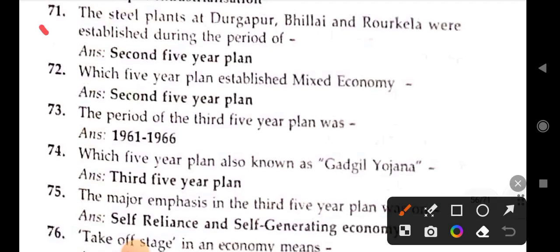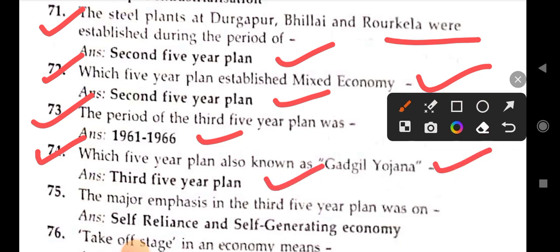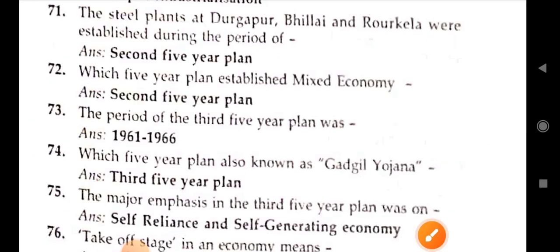Next, the steel plants at Durgapur, Bhilai and Rourkela were established during the period of the second 5-year plan. Which 5-year plan established a mixed economy? Second 5-year plan. The period of the third 5-year plan was 1961 to 66. Which 5-year plan is also known as the Gadgil Yojana? Third 5-year plan. The major emphasis in the third 5-year plan was on self-reliance and a self-generating economy.